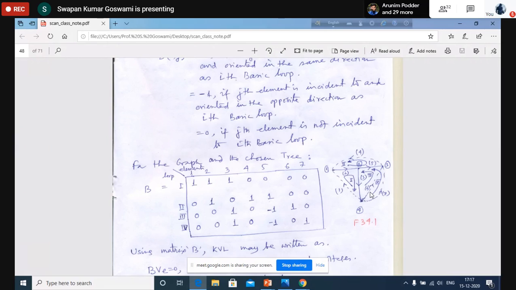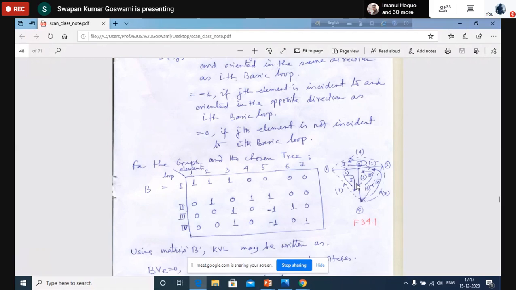That's why in loop 3 and 4 you see that elements 3 and 5 are common. In loop 3 there is this link. In loop 4, link number 7, element number 7, is coming, forming the loop. 7, 5 and 3 form the loop.